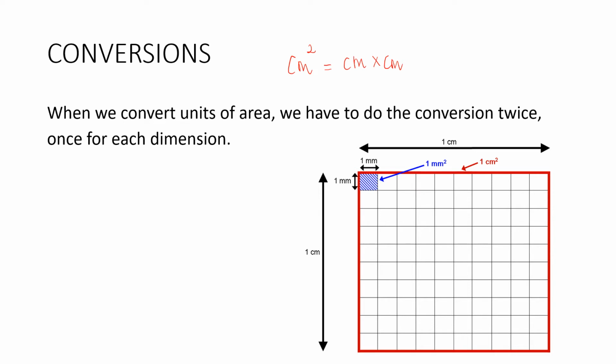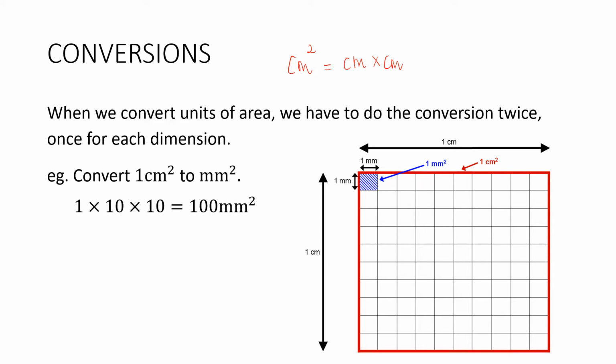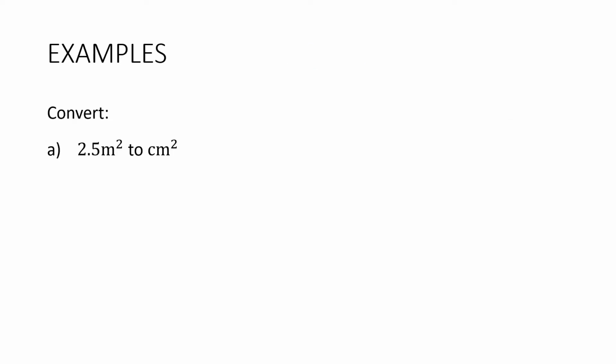So we have to do the conversion for this dimension, 1 centimetre equals 10 millimetres, and we have to do it for this one, 1 centimetre equals 10 millimetres. So if we want to convert 1 centimetre squared to millimetres squared, we do 1 times 10 times 10, which is 100 millimetres squared. Or we could be sneaky and do it in index form, 1 times 10 squared. Let's look at a couple of examples.